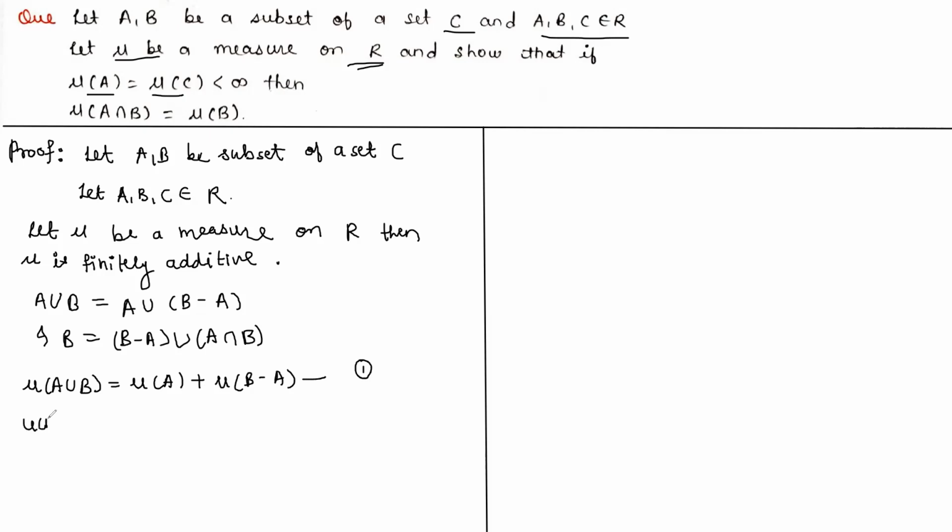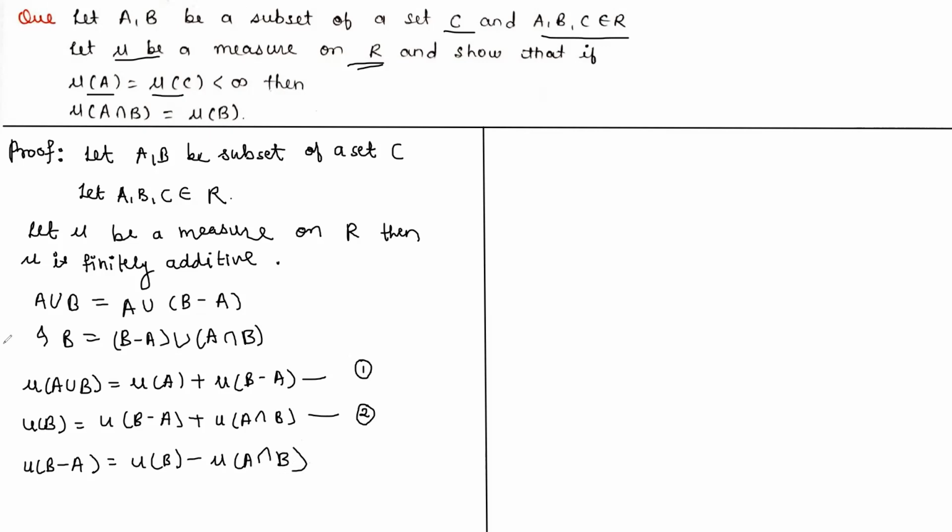And measure of B is equal to measure of B minus A plus measure of A intersection B. Let this be number 2. Now, arranging these terms, we have measure of B minus A is equal to measure of B minus measure of A intersection B. Let this be number 3.